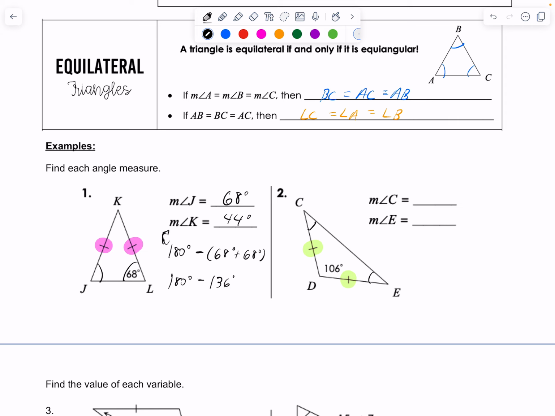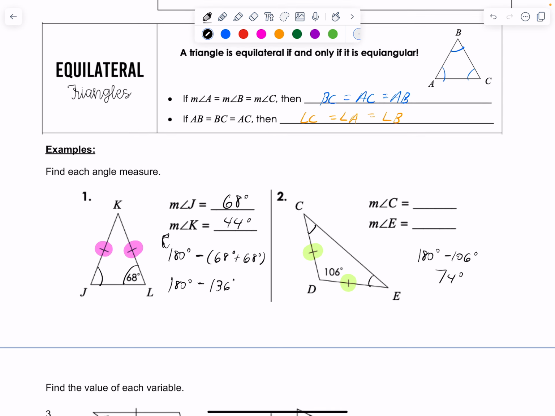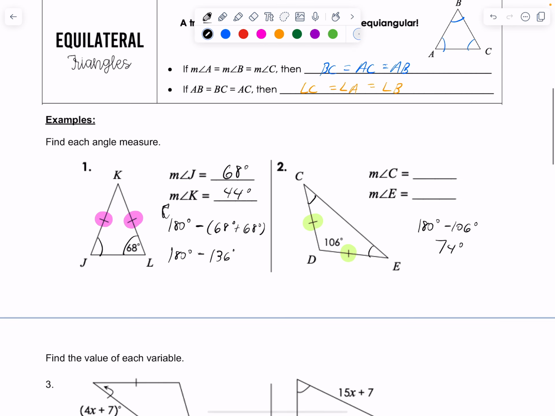So that same understanding of, let's subtract the 106. 180 minus 106 is going to be 74 degrees. And so that is the sum of both angles C and E. So if I divide that by 2, that will give me the measure of both of these angles. So that's going to be 37 degrees for angle C and for angle E.